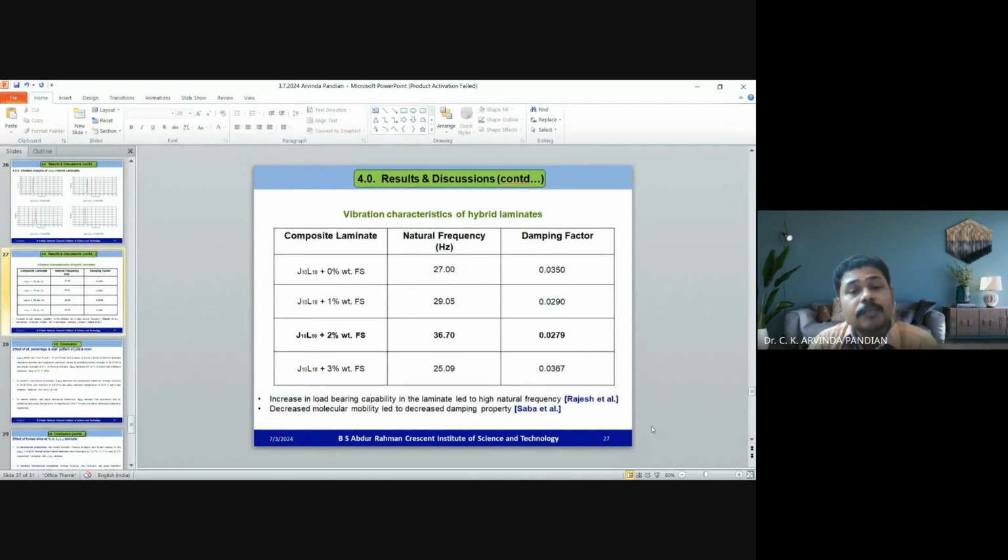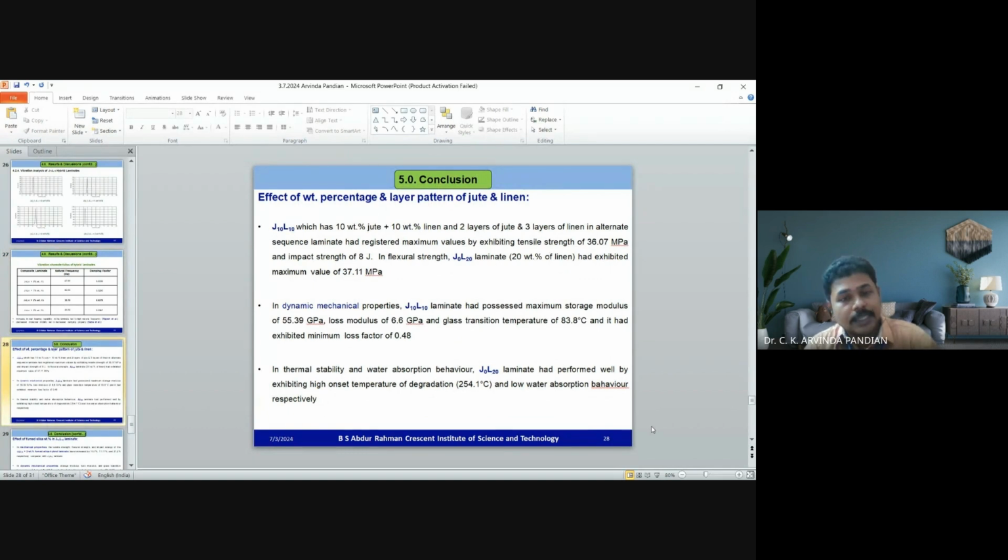So from that, it has been concluded that J10L10, which has equal weight percentage of jute and the alternate layers of linen, has given the maximum in impact and tensile properties, whereas in flexural, thermal and water absorption, linen alone, that is J0L20, has given maximum properties. And in DMA also, dynamic mechanical properties also, J10L10 has given the maximum.